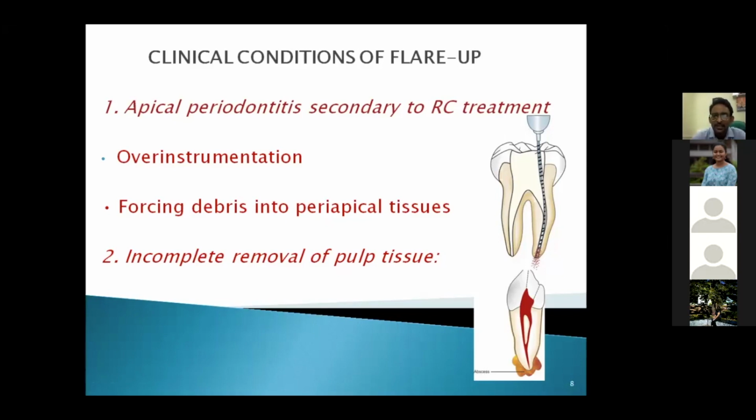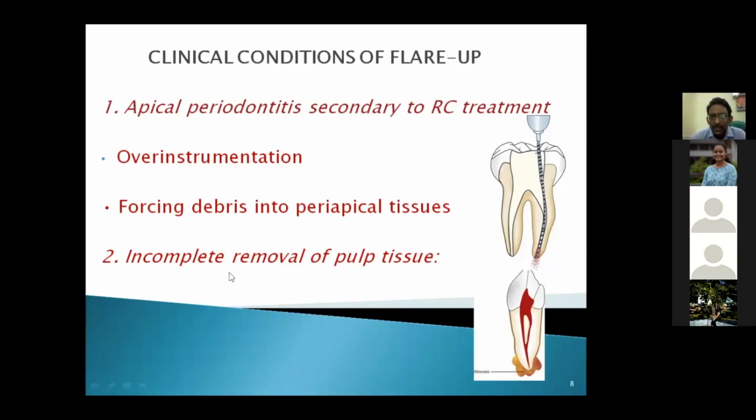Similarly, when we accidentally push our irrigants like sodium hypochlorite or chlorhexidine out of the apex, they cause periapical inflammation, and the body reacts in a manner as the body considers this a foreign material, and they start initiation of the inflammatory cell infiltration.